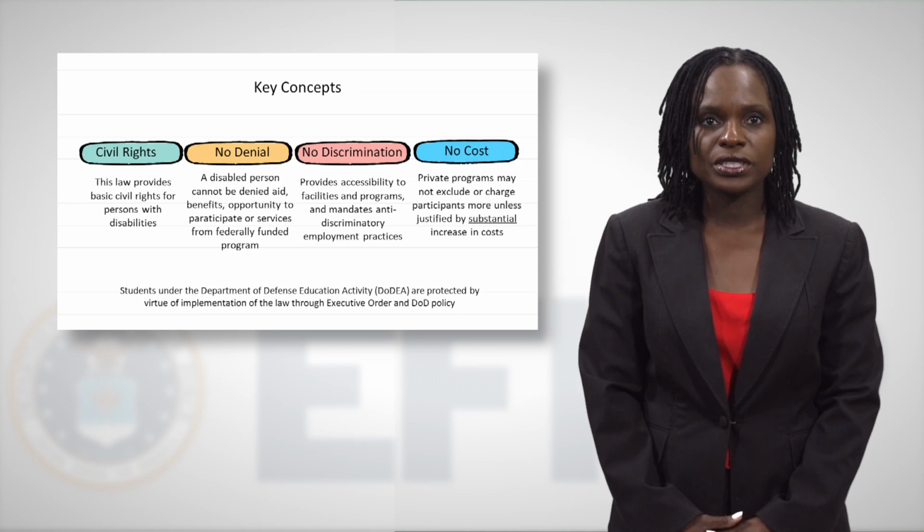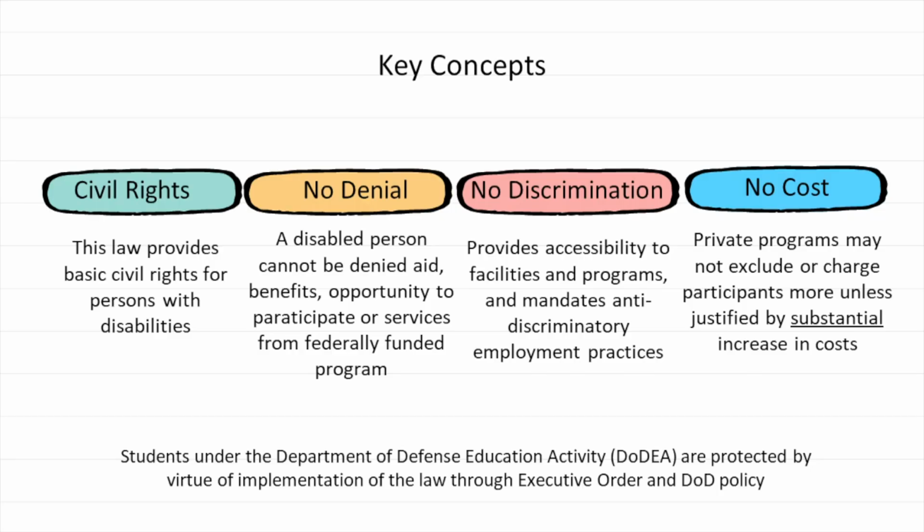Here are some key points. While our focus is on applicability in educational settings, Section 504 is actually a civil rights law. Under Section 504, a child with a special education need cannot be denied aid, benefits, or opportunities to participate or services from federally funded programs. Private programs may not exclude or charge participants more unless justified by substantial increase in costs to the program itself.